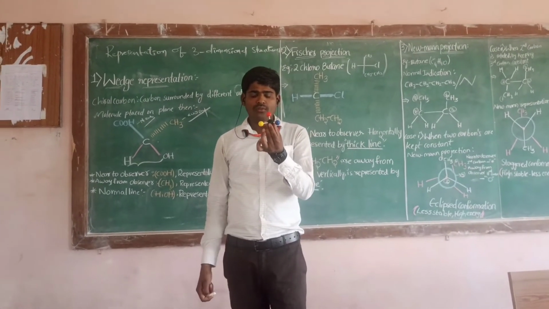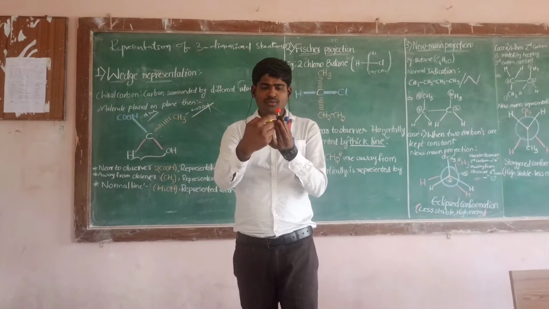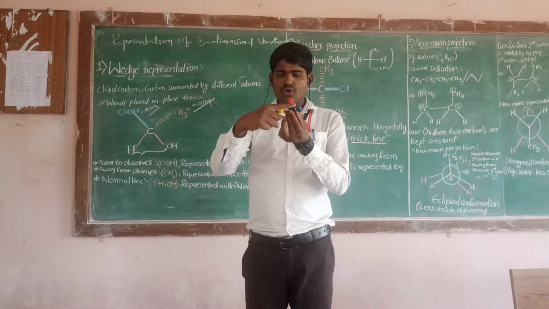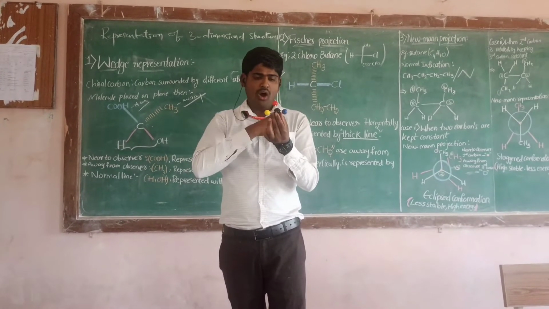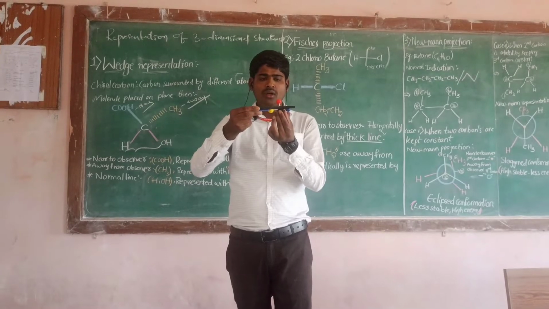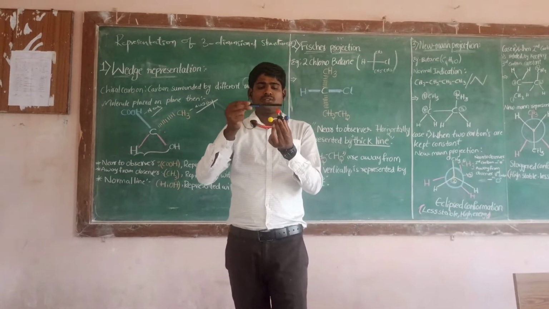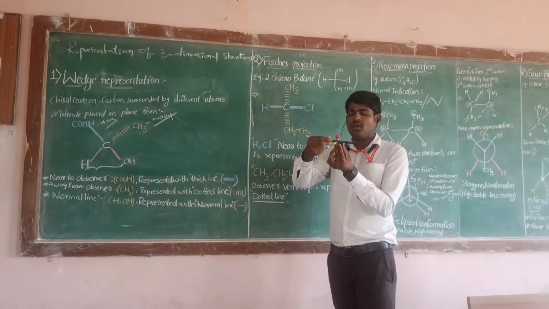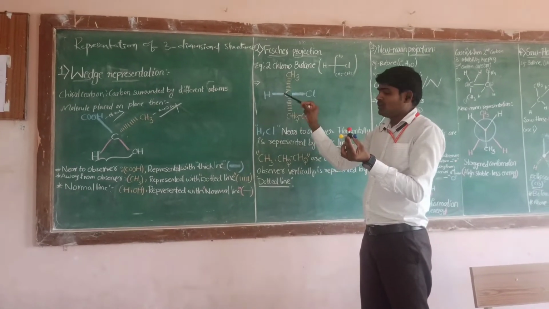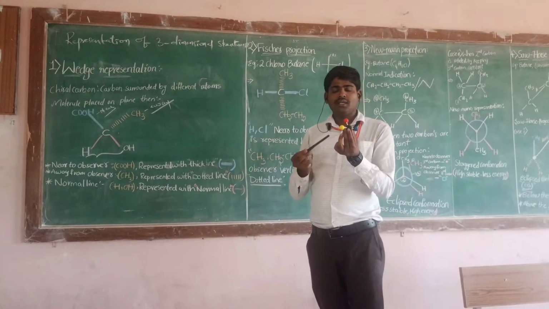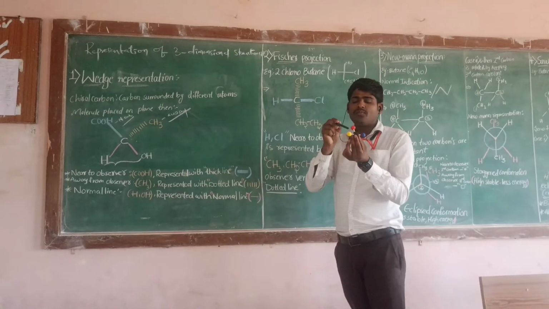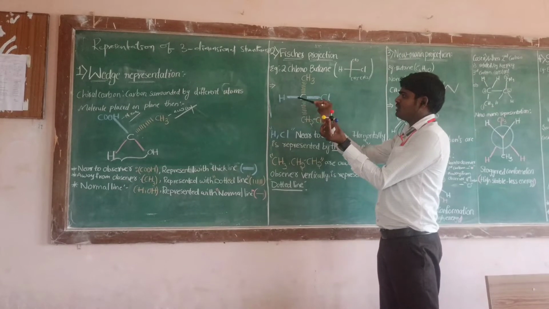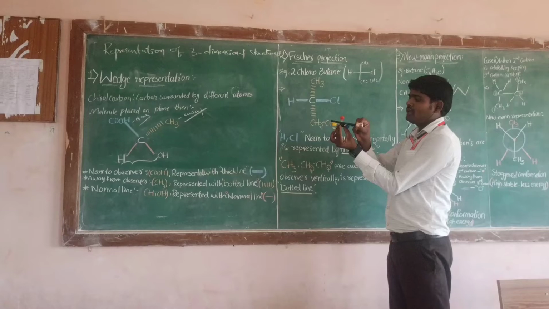In these four different atoms, two atoms are near to the observer and the remaining two are away from the observer. The two atoms near to the observer are viewed horizontally, with the central one being the carbon atom. The horizontal atoms near the observer are represented by a thick line, for example, hydrogen and chlorine. One is hydrogen, one is chlorine, and they are represented by a thick line.